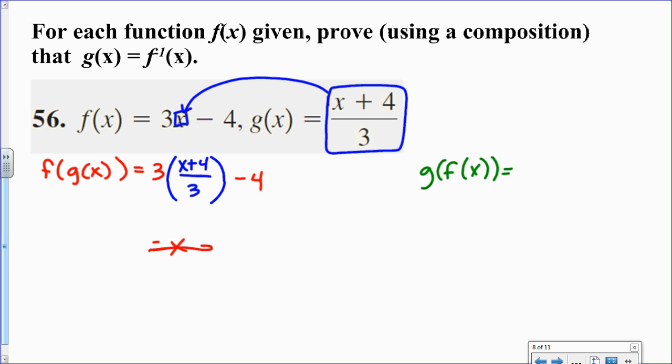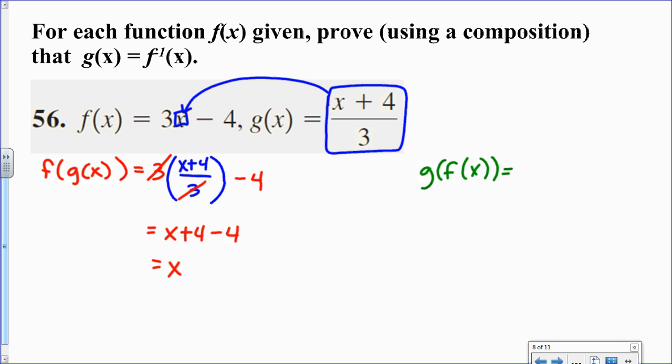Okay, so I need to do this correctly as well. I cannot subtract 4 yet until I get rid of the parentheses. I can get rid of the parentheses by canceling my 3's. So I canceled the denominator. That's just leaving me with x plus 4 now, minus 4. And then 4 minus 4 is just x. Okay.